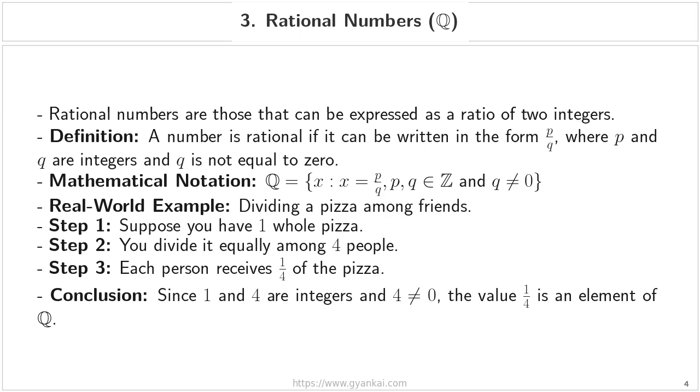Now that we have covered natural numbers and integers, let's move on to a much broader category, rational numbers, which we denote with the symbol Q. This leads us perfectly into our next topic, where we will look at numbers that simply cannot be written in this fractional form.